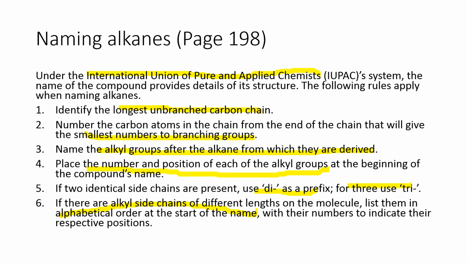Number 5, if you have one side chain, then you don't need to have any prefix. If it's 2, it will be di. If it's 3, it will be tri. Number 6, if there are alkyl side chains of different lengths, list them in alphabetical order at the start of the name, with the numbers indicating their respective positions.